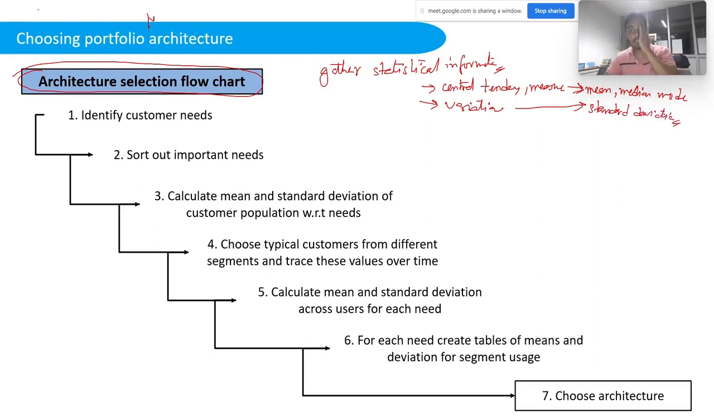Okay, so do you know how to calculate mean, median, mode, or standard deviation? No, exactly. I forgot and all. Okay. Yeah. So let me give an example. Probably this will help you understand.